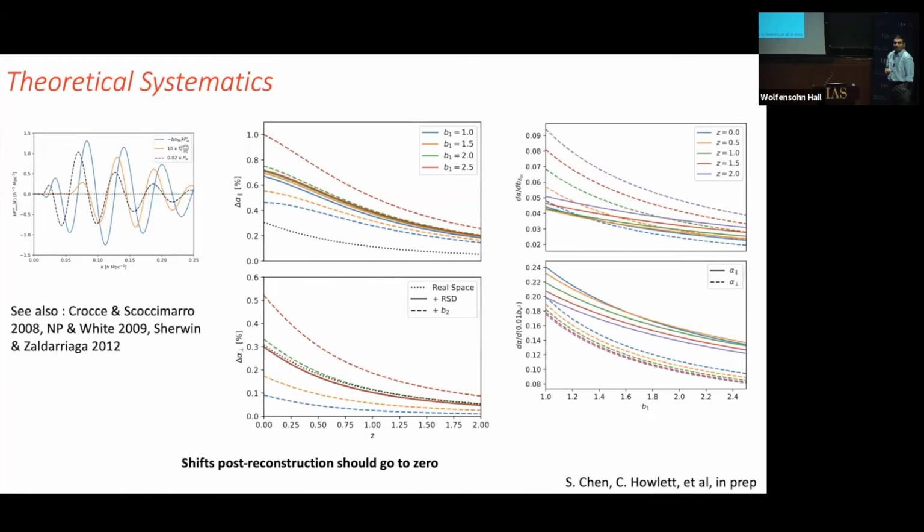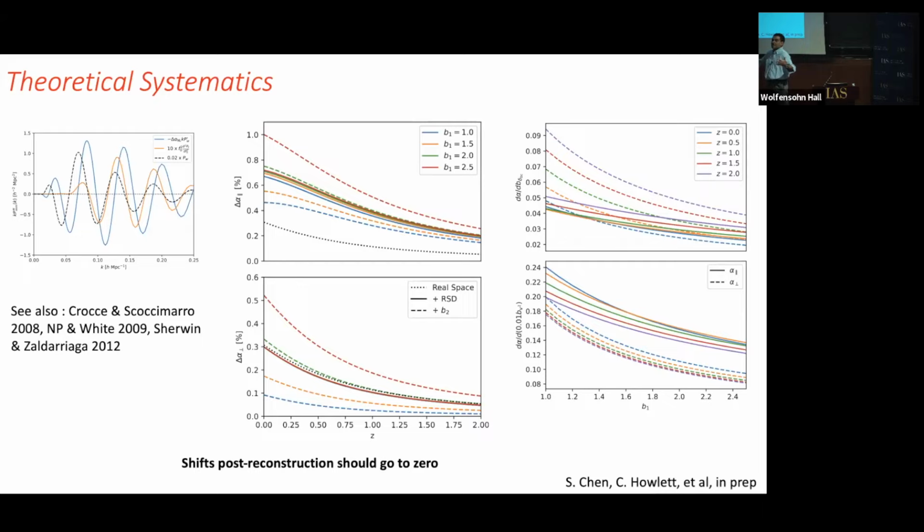So let me give you a little bit of a flavor of the kinds of things we're thinking about here. This is work that Stephen is leading with Cullen Howlett. These are the theoretical systematics. And when I say theoretical systematics here, when I think about the BAO measurement, I'm really talking about what nonlinear gravitational evolution does to the standard ruler. How does it change and shift the standard ruler around?